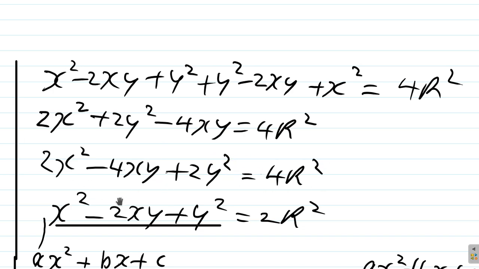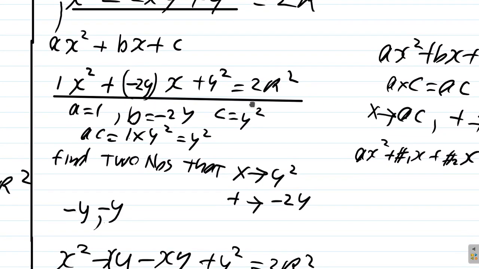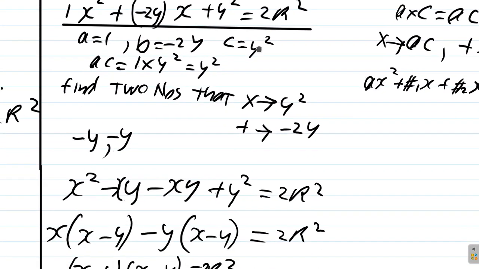Just divide both sides by 2. We get x squared minus 2xy plus y squared equals 2r squared. Alright, then we consider the left hand side in the general form of a quadratic expression, ax squared plus bx plus c, where our a is 1, our b is negative 2y, and our c is y squared, right? And we use the AC method to factorize.